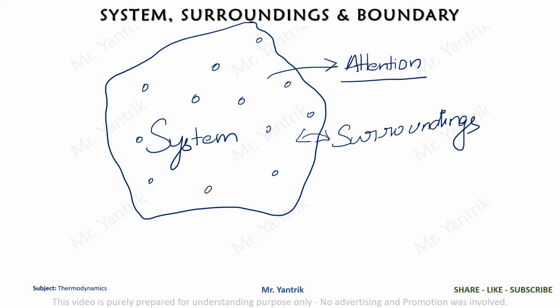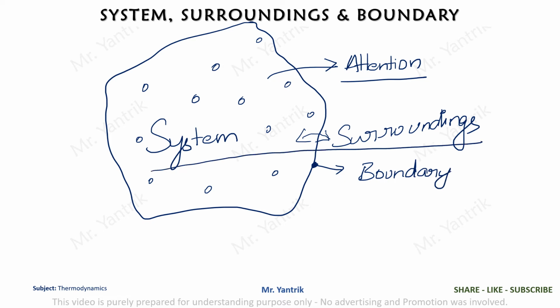So this is called boundary, where the interaction of system and surroundings will happen. Depending upon the boundary, we can tell what type of system it is. So now we have to understand how many types of systems there are.